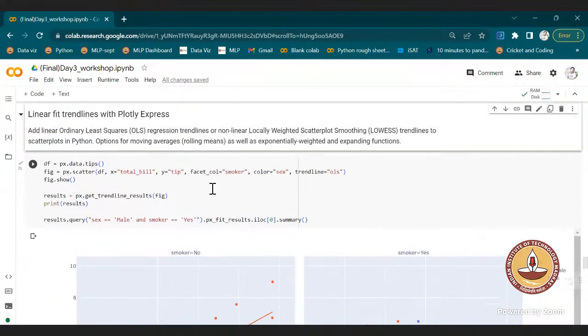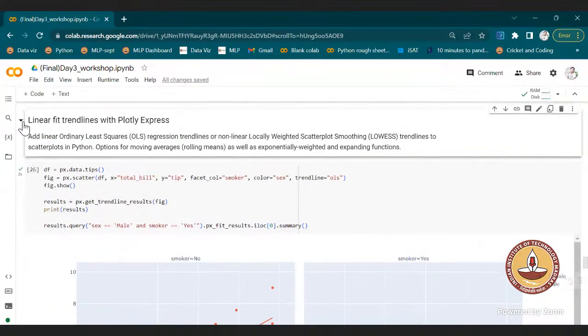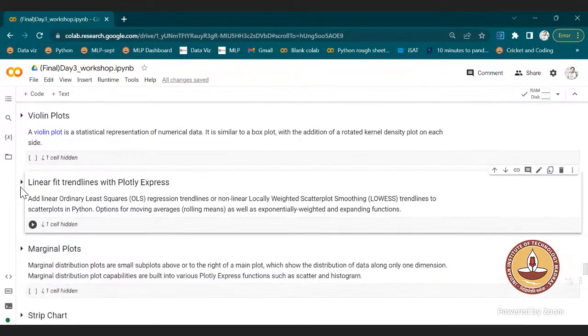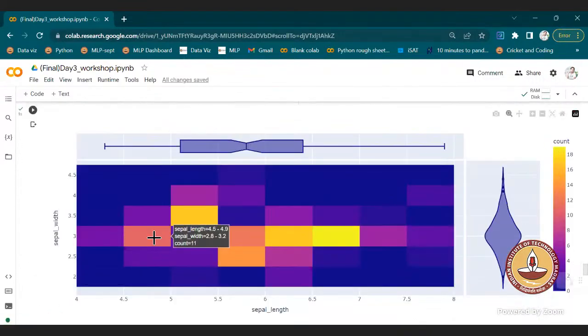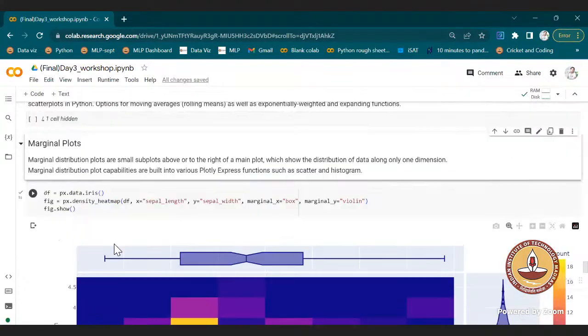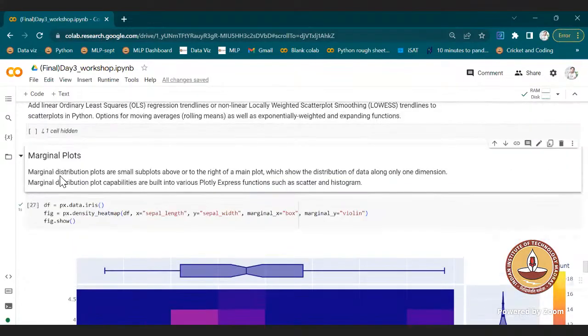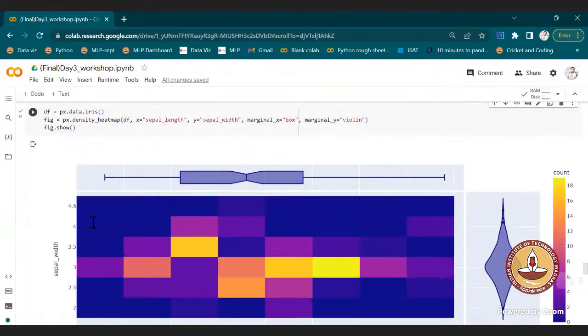When you have to plot trend lines, you can use this type of tip. But personally I don't find this that useful. Again, these marginal plots, basically the heat maps, I would say.